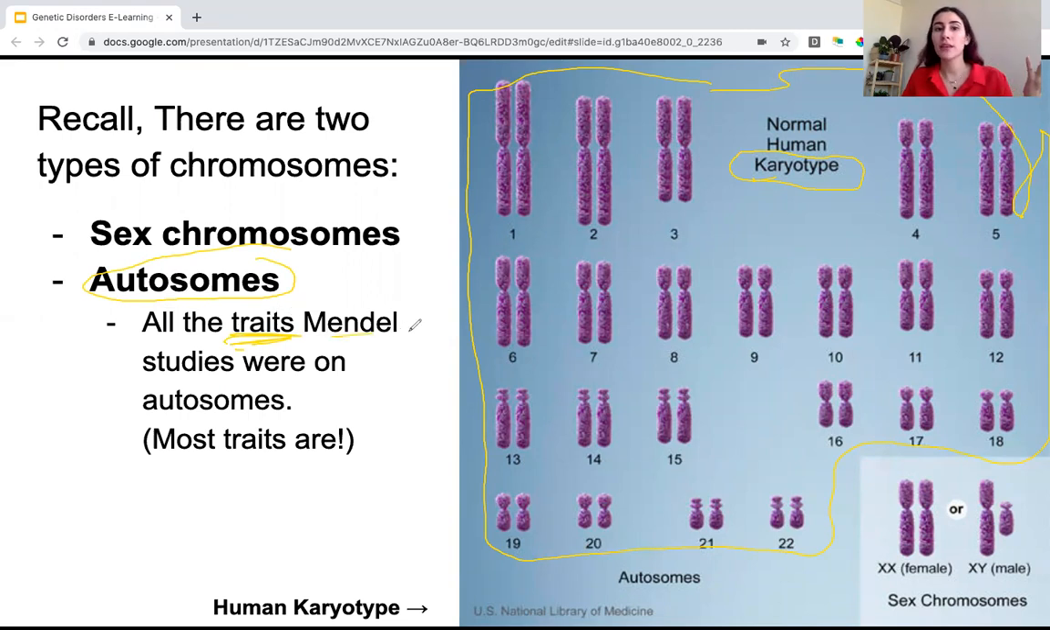And these are the traits that Mendel was studying. So he wasn't really looking at humans, he was looking at plants, but he was looking at petal color and pea shape and all of these traits that exist in both male and female flowers.